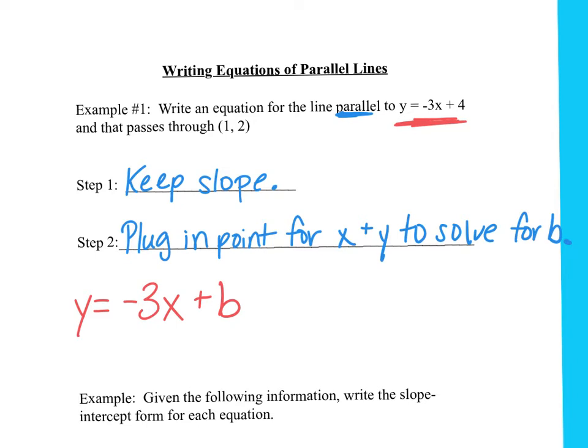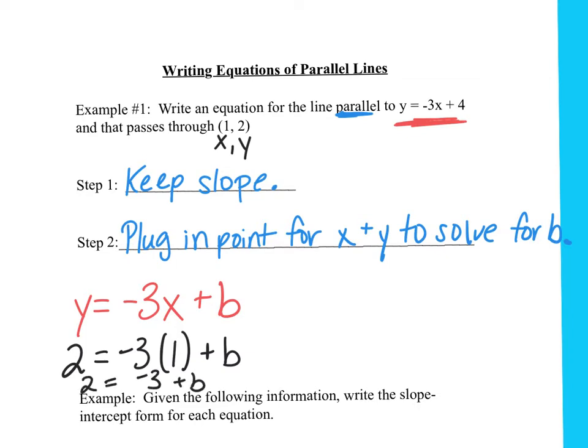Well, this is the point 1, 2, right? And coordinate points are just x and y. So I'm going to plug in the 2 for y, plug in the 1 for x, and solve for b. So what's negative 3 times 1? Negative 3. And how do I get b by itself? Yep, add 3 to the 2. So what's b equal? 5.